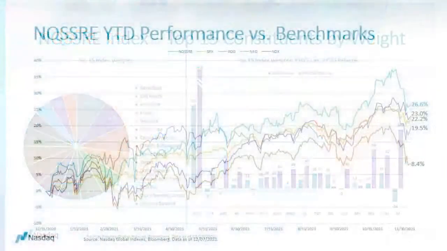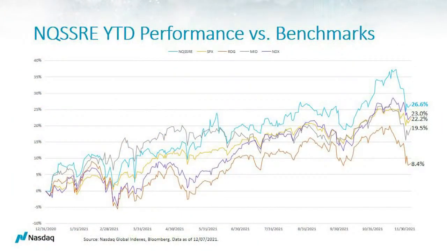Right, right. And Mark, to wrap up here, how about the retail index performance versus benchmark? Yeah, so what I've plotted out here in the blue is this index, NQSSRE, up about 27% year to date as of this morning. And then the rest there, you've got the Nasdaq 100 following at 23%, the S&P 500 at 22%, and then the S&P Midcap 400 at 19.5%, and then the Russell Midcap Growth at 8.4%.